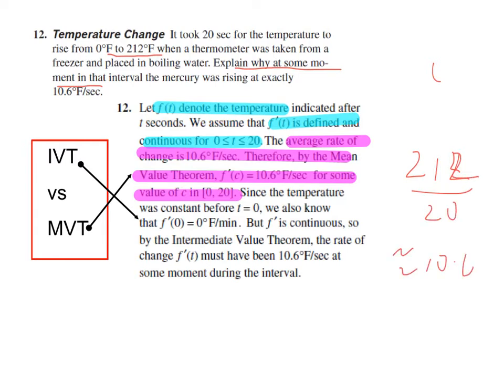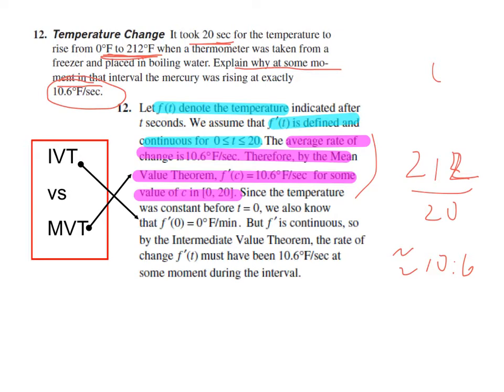Now, why would this be a mean value theorem problem? The key is to look specifically at the units. You're working with degrees Fahrenheit and seconds, but the question is asking about a rate. Mean value theorem is about the rate of the initial temperature change. So that usually is an indicator, and the language I've highlighted in purple is the indicator that this is the mean value theorem.